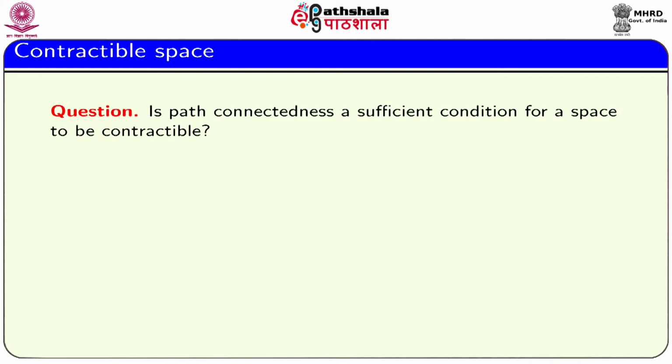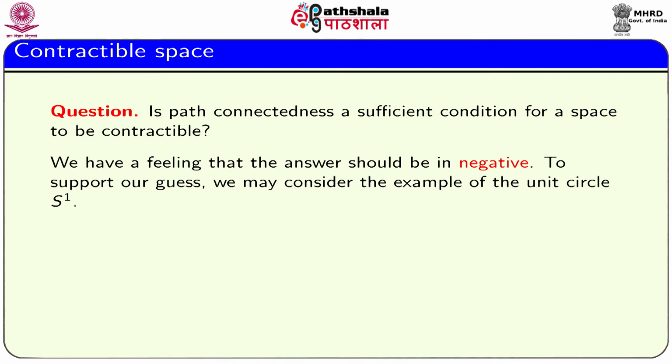So, the question is, is path connectedness a sufficient condition for a space to be contractible? We have a feeling that the answer should be in the negative. To support our guess, we may consider the example of the unit circle, that is S^1. We can easily visualize that S^1 is path connected. Given 2 points on S^1, we can always join them by a continuous function, by a path.